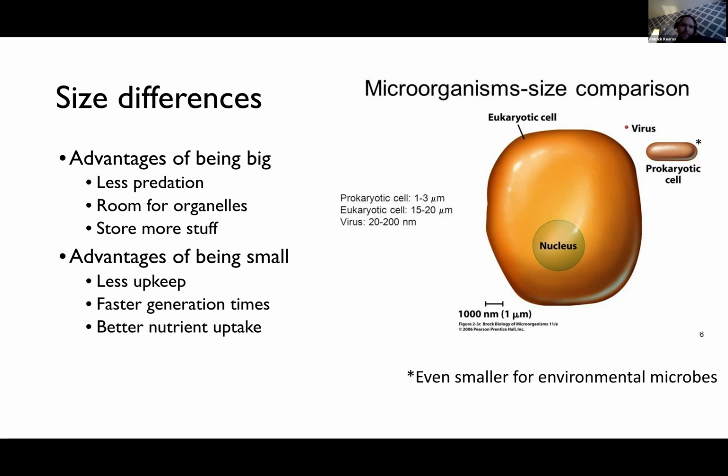Now, when we think about the advantages of being big, well, it means you're less likely to be eaten by something, right? Something that's big like a tiger is less likely to be eaten by something in nature.